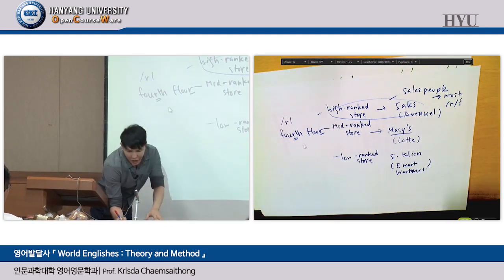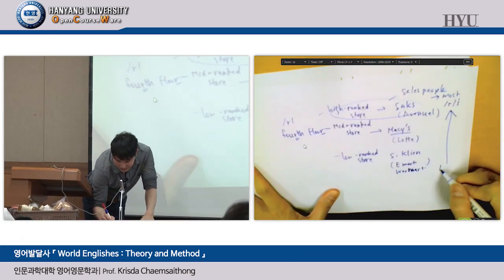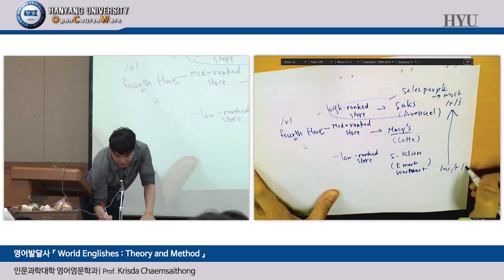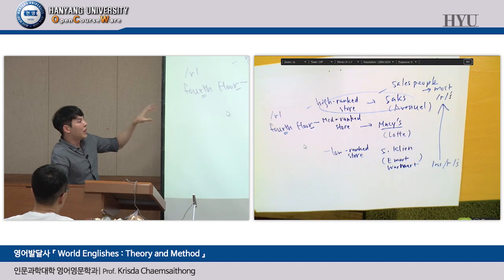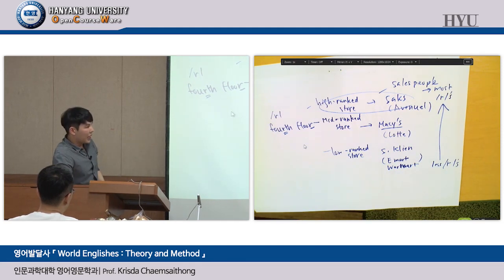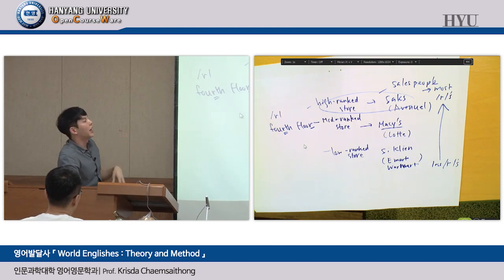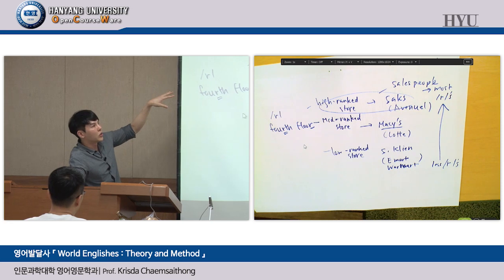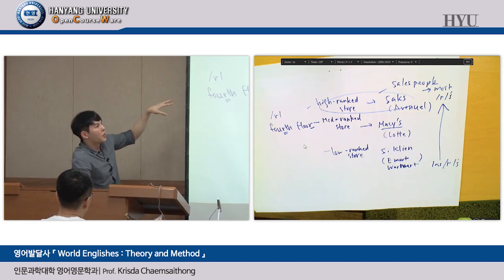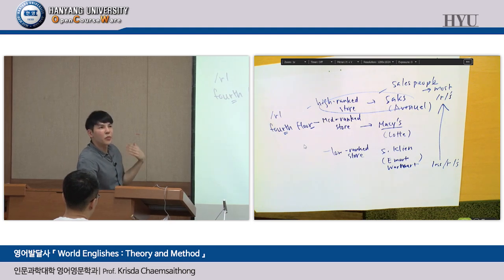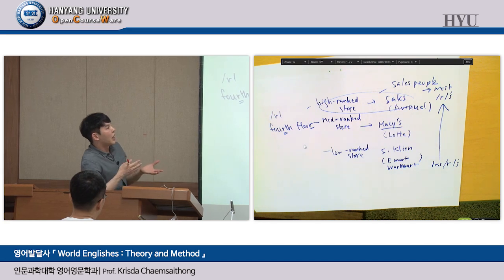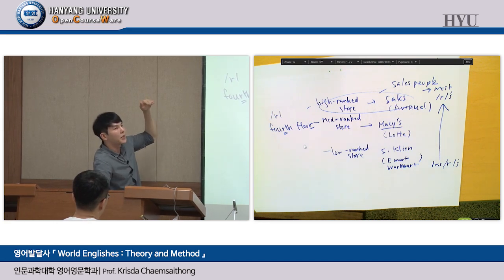So in other words, R goes up this way, right? So less R. So the salespeople in low-ranked stores don't pronounce R most of the time. They may pronounce some R, but not all. But in the high-ranked store, salespeople pronounce most R, many R's, in other words. So this is what we would expect, right? That if you go up the social class, then you have more R's, right?